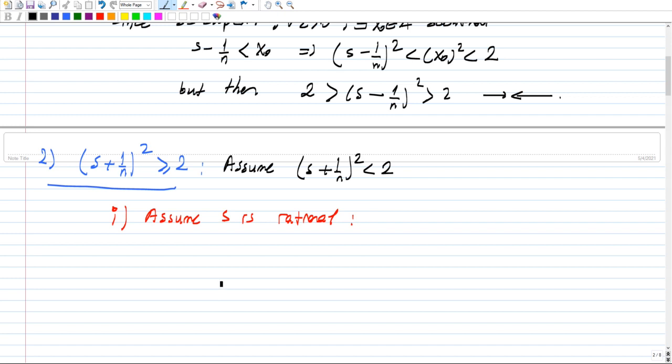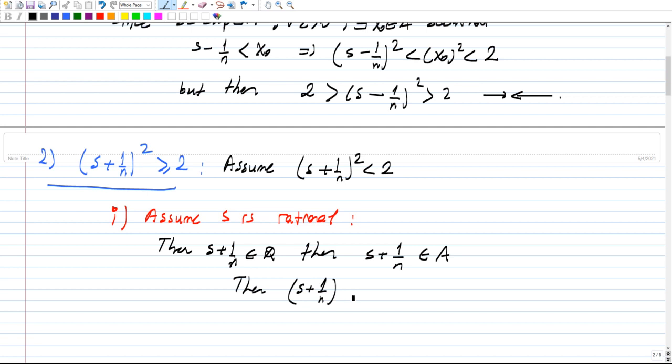Since S is rational, then S plus 1 over n is rational too. And since its square is less than 2, then S plus 1 over n should be in this set because its square is less than 2. But we have a contradiction because S was the supremum of the set, then S plus 1 over n should be less than or equal to S, but this is bigger than S, so we have a contradiction too.